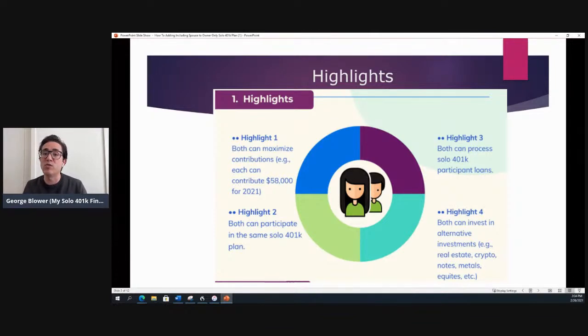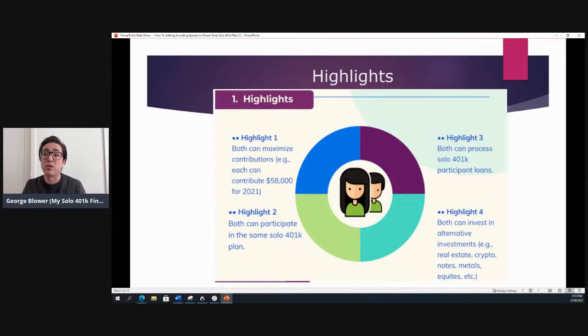A common question comes up: how much can each spouse borrow? Just like the ability to contribute is based off of each spouse's self-employment income and the other factors, the ability to take a loan is analyzed at the spouse level. In other words, each spouse can borrow up to 50% of their specific balance.